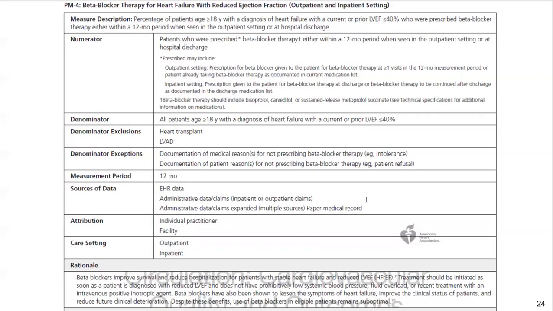And then, this is a heart failure metric. So this is for people with an LVEF less than 40%, where they were prescribed a beta blocker. There are exclusions if they had a heart transplant or LVAD. So this is how the guidelines set up their definitions.